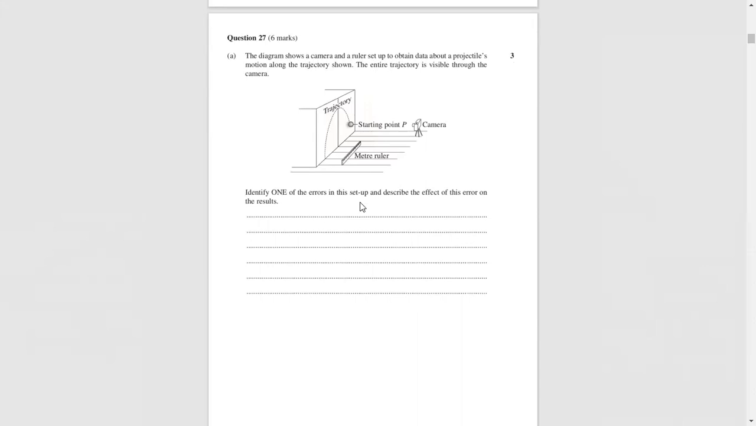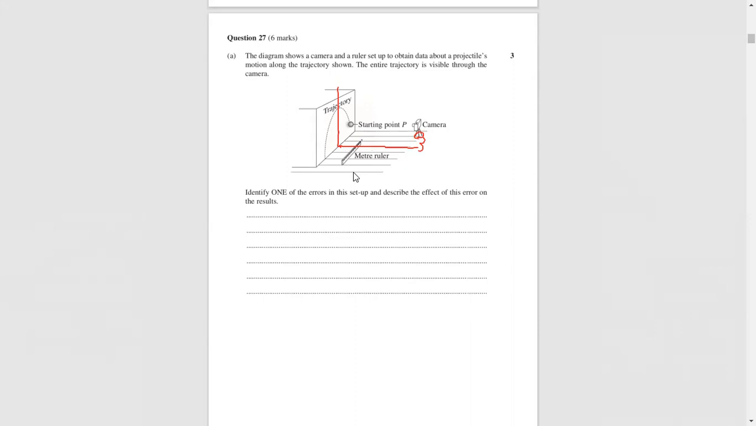Okay. So I think one of the key things, take a look at this. Here is the center of your projectile motion, but the camera is set up here. So the camera is sort of off center. And if the camera is off center, that means it's going to get a parallax error, especially if you're relying on this meter ruler. And it's also problematic because this meter ruler doesn't run for the whole length.